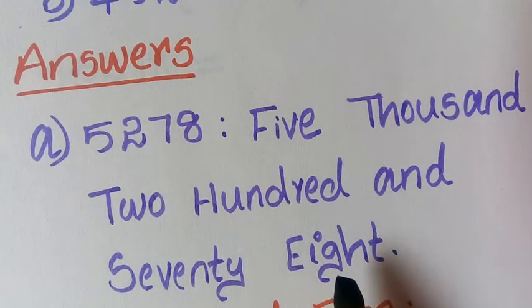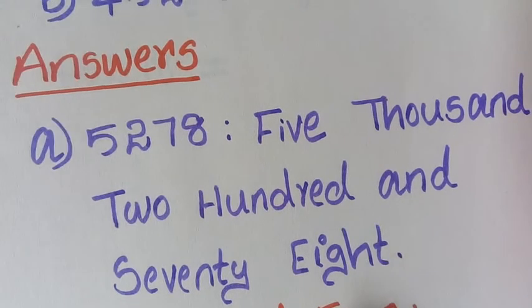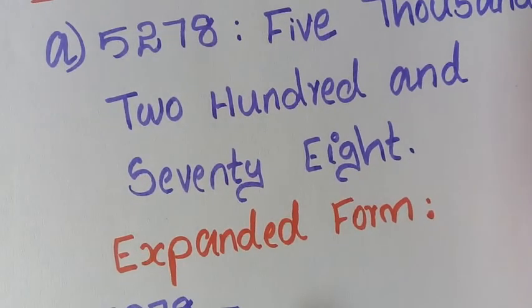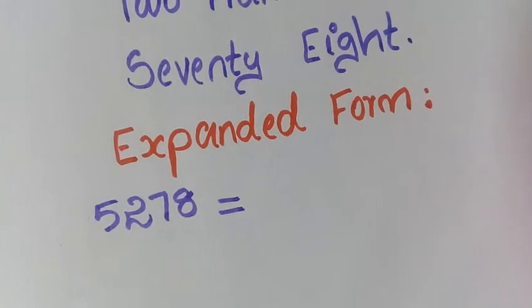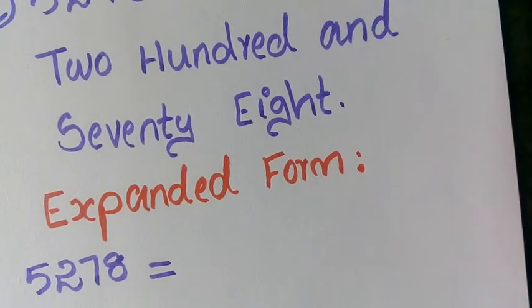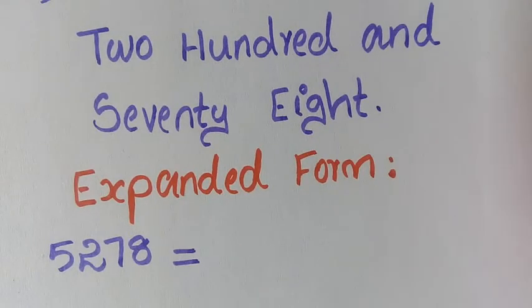5278. Now we need to expand the number. Expanded form means the biggest form. By using the place value only, we can expand the numbers.